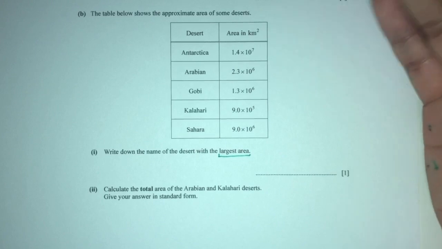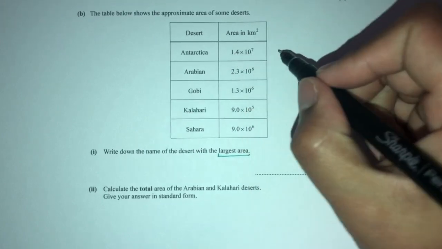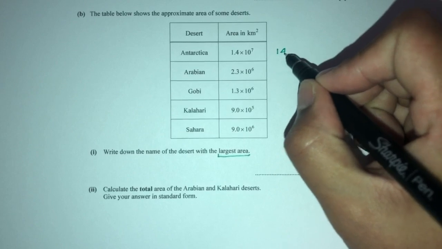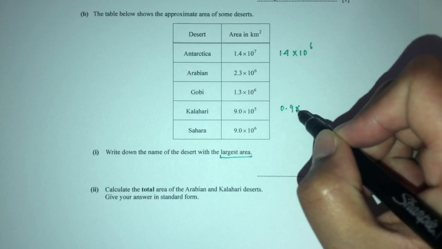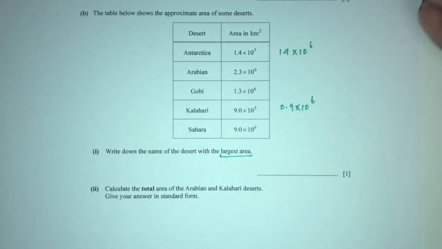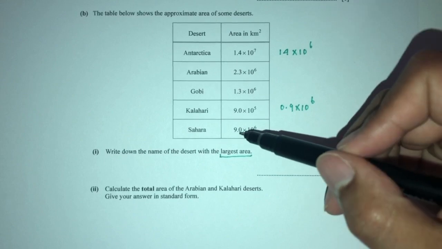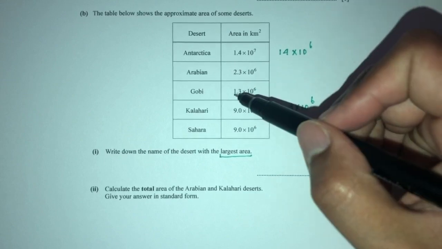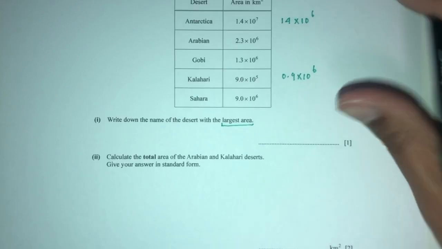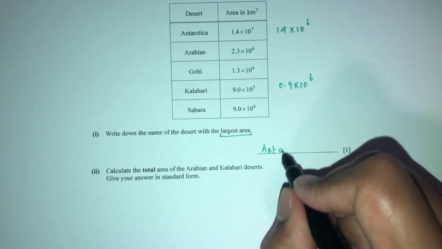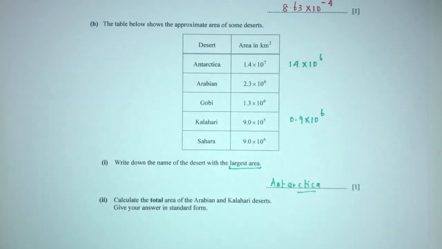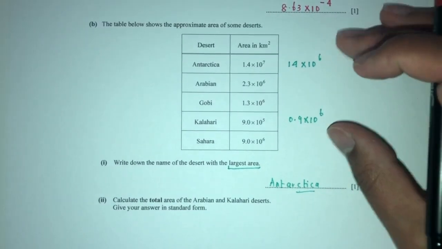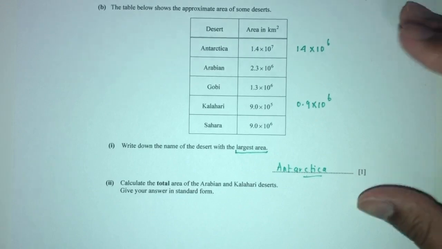Let's make them become the same. Let's have 6 everywhere. This will become 14 times 10 power 6. Then 0.9 times 10 power 6. And here we have 6. Now we can compare them equally. Which one is the largest? Here we have 9, 0.9, 1.3, 2.3, 14. So obviously the name will be Antarctica, the largest one by comparison. The idea is whenever you have to compare values, first make sure they have the same kind of units and the same kind of powers so we can compare them easily.